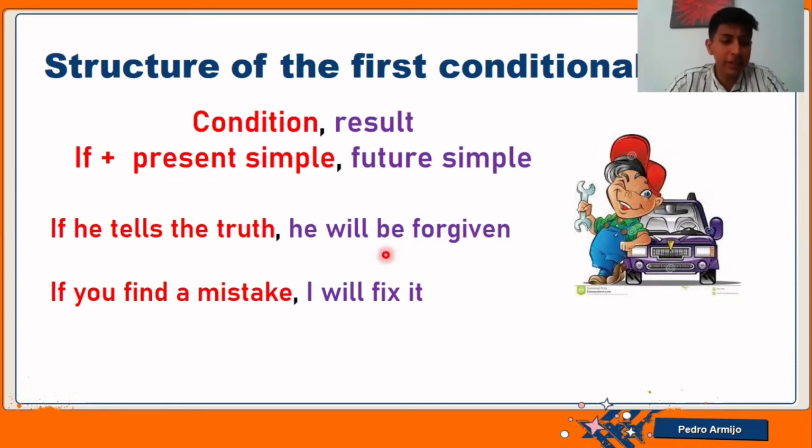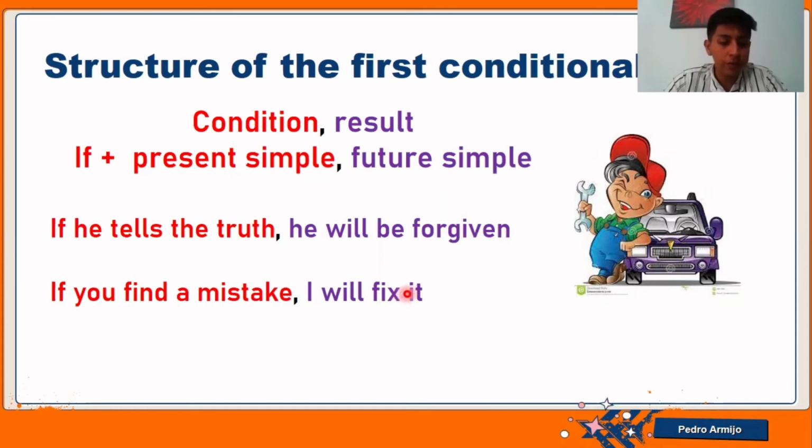Another example is, if you find a mistake, comma, I will fix it. In this sentence, it is the first conditional because there is a probability that you will find a mistake. It's not certain that there is a mistake.